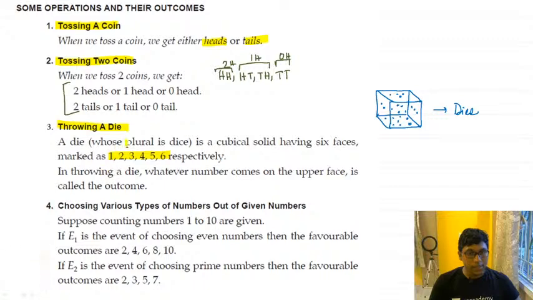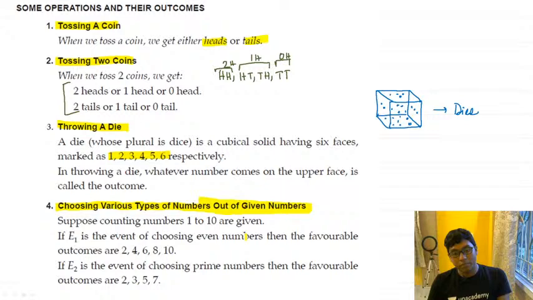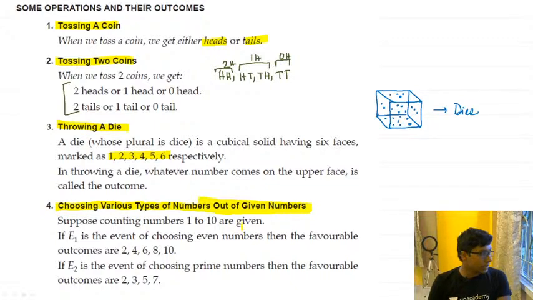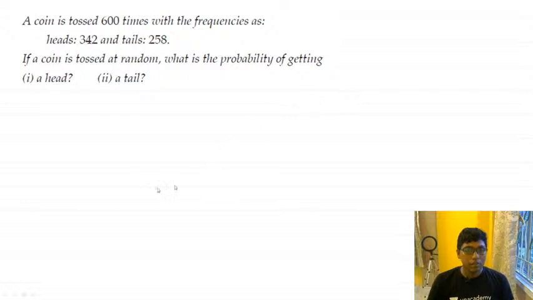So this is a die. There are 6 outcomes, 1, 2, 3, 4, 5, 6. Choosing various types of numbers out of the given numbers. So suppose numbers 1 to 10 are given. There can be prime numbers, even numbers, odd numbers, multiples of 2, multiples of 4, multiples of 6. In such a way there will be different ways we can classify our events. So I'm going with the new question.